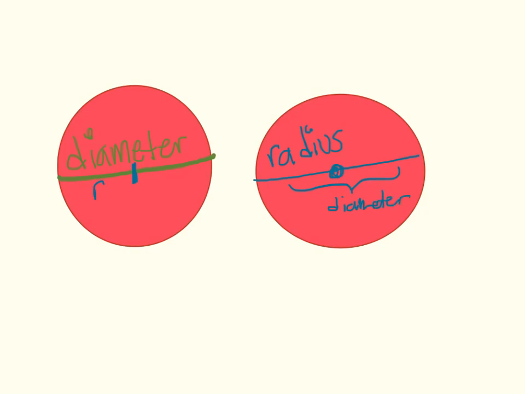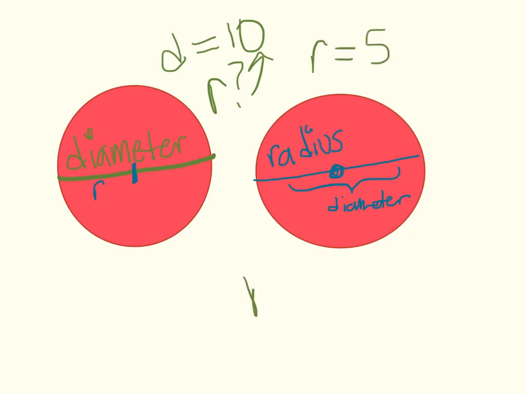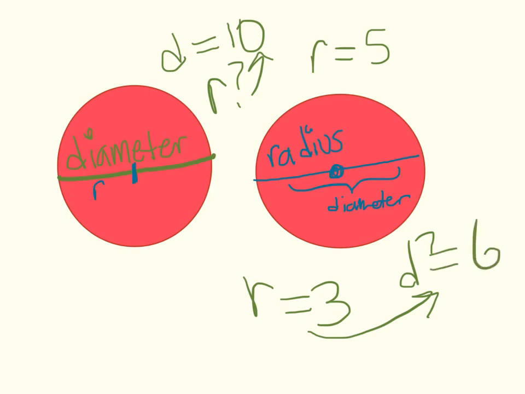Something to know. So if a question gives you, oh, the diameter equals 10. What's the radius? The radius is going to be half of the diameter. So what's half of 10? 5. So now let's say the radius is 3. And they ask you, what's the diameter? Well, the diameter is just double that. So what's double 3? 6.